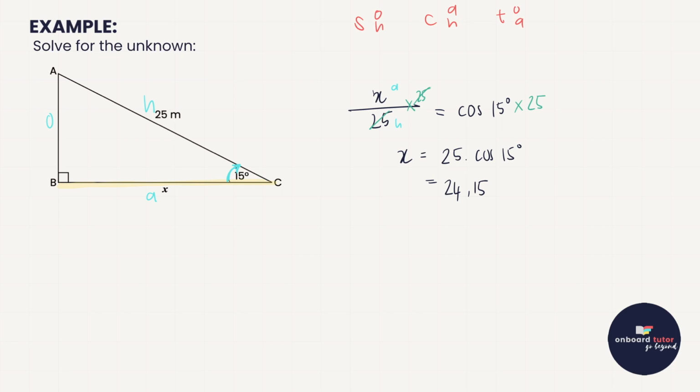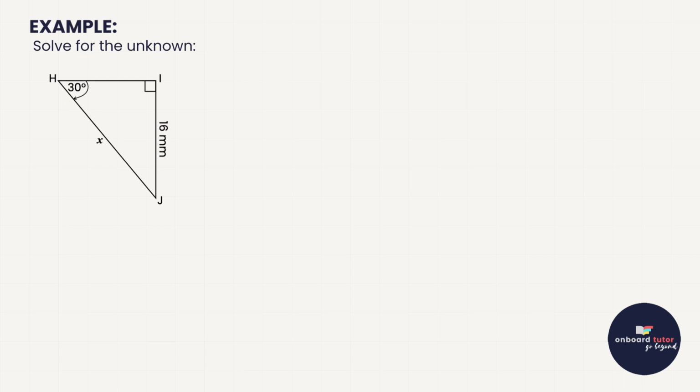24.15. And then have a look at the question to see if the units were given. In this case, they told us that this measurement is in meters. If not, we would simply write units. So that's how we solve right-angled triangles: the unknown over the known, and then you link it to sine, cos, or tan. Let's look at another example.